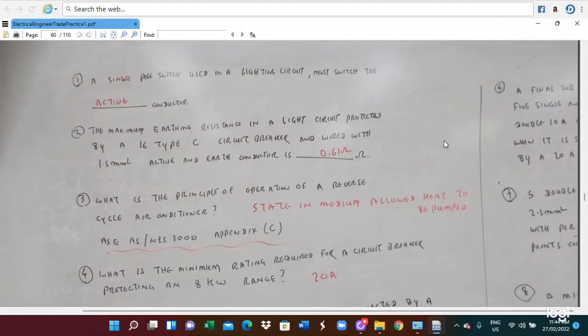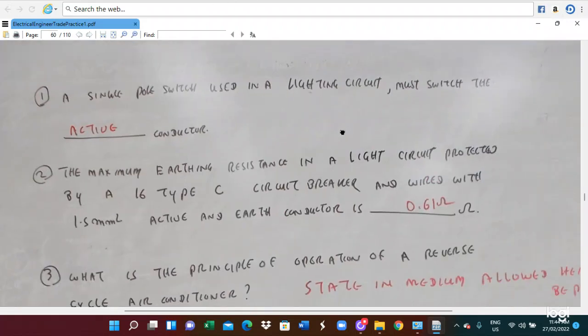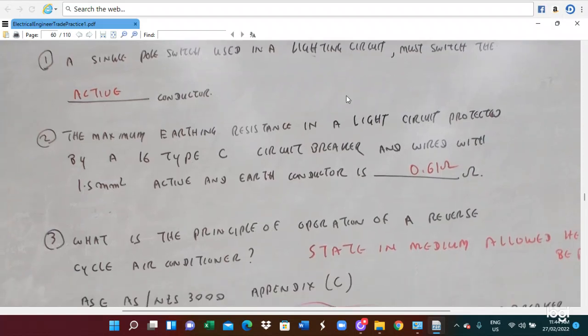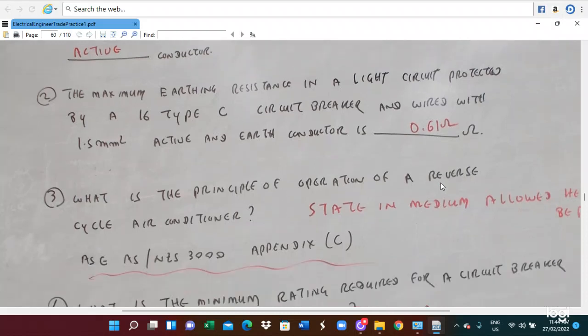So single pole switches are used in the lighting circuit. The main switch must switch the active conductor. Consider the maximum active resistance of a light circuit protected by a 16 ampere Type C circuit breaker, wired with a 1.5 millimeter square active conductor. In this case, you utilize Table 8.1.